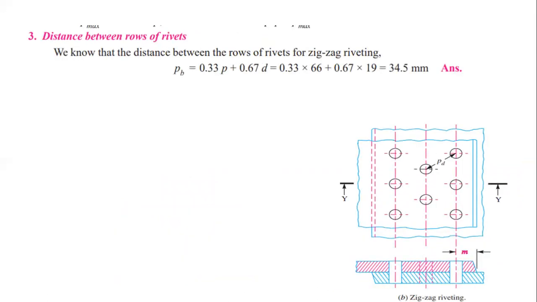Now the distance between rows of rivets, that is back pitch or row pitch. The distance between two successive rows of rivets is called row pitch or back pitch. The horizontal distance between two successive rows of rivets is called back pitch. So PB equals 0.33 into P plus 0.67 into D is the formula for row pitch or back pitch. Here PD is the diagonal pitch.